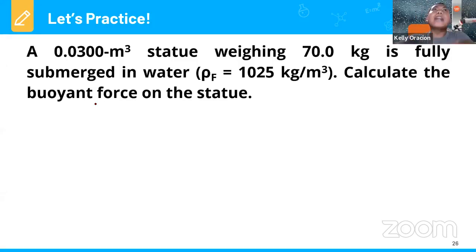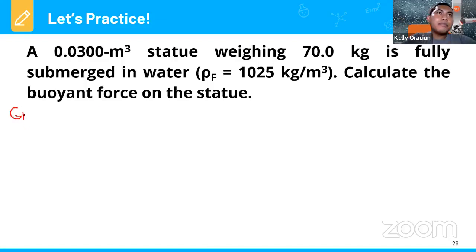We have here the volume of the statue, we have 0.0300 cubic meters. And the mass of that statue is 70 kilograms. And that is fully submerged in water. It's given here that the density of the fluid is 1,025 kilogram per cubic meters. So we are going to calculate the buoyant force on that statue.